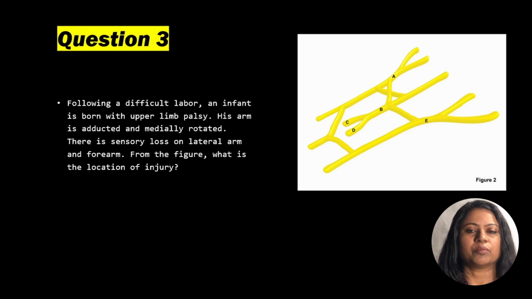In the figure, point B is the posterior cord of the brachial plexus. Point C is axillary nerve, point D is radial nerve, and point E is the inferior trunk of the brachial plexus. Injury to inferior trunk or point E will lead to Klumpke's palsy.